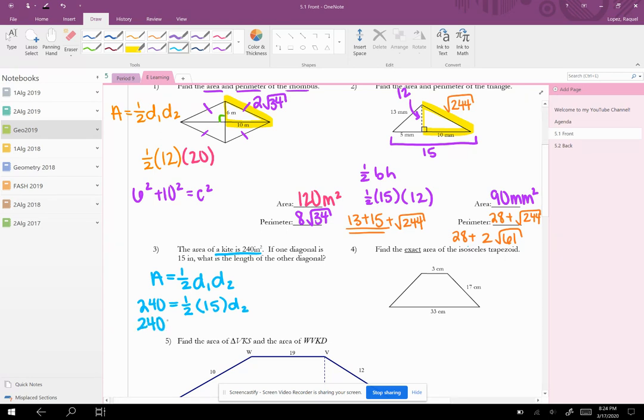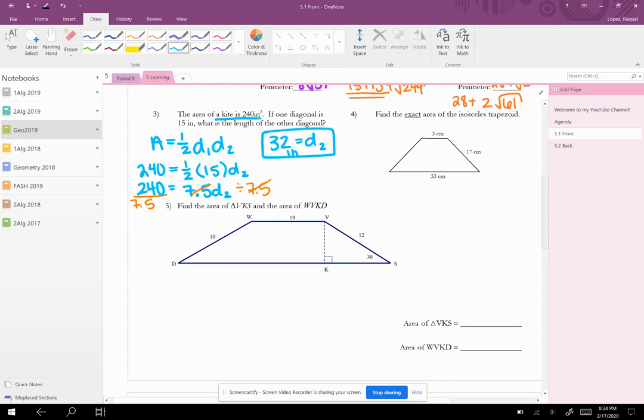I'm going to simplify the right side. So half of 15 is 7.5. So now my equation is 240 equals 7.5 times diagonal 2. Okay, now opposite of multiplication is division. So I am going to divide both sides by 7.5 and that's going to cancel out over here. 240 divided by 7.5 is ultimately going to give me 32. So that second diagonal in the kite measures 32 inches. I almost forgot my units.